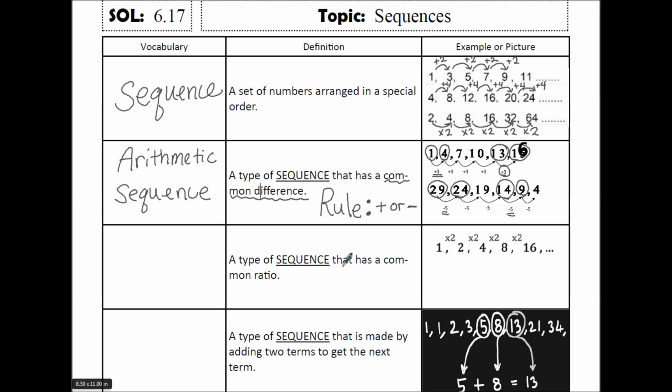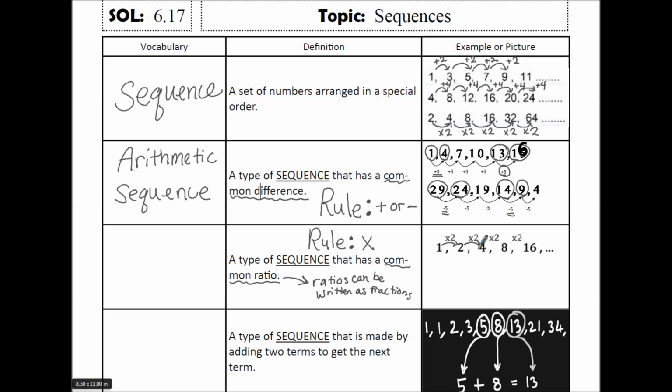Now, a type of sequence that has a common ratio. Now, ratios can be written as fractions. So keep that in mind. We're going to have some fractions as part of our rules because our rule can only be with multiplication when we're looking for that common ratio.